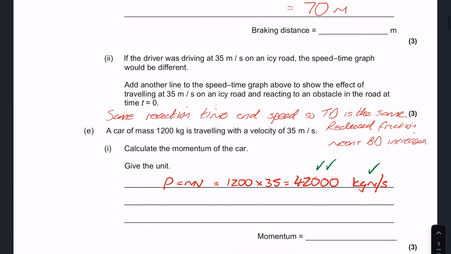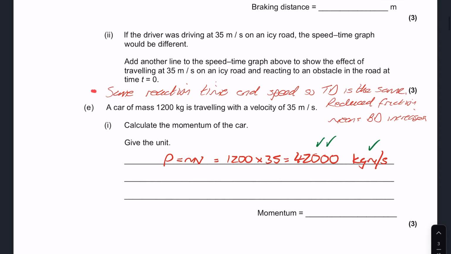Okay, so that's part 2. I've written down same reaction time and speed. So thinking distance is the same. We've got reduced friction though, which means the braking distance increases, and then I've shown that on the graph. Part E, a car of mass 1,200 kilograms. Remember, physicists, we're always looking for the data. 1,200 kilograms, that's the mass. Travelling at 35 metres per second, calculate the momentum.